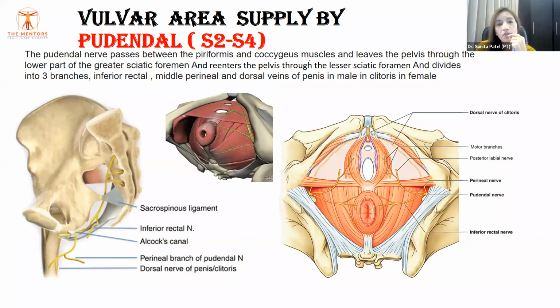After passing between piriformis and coccygeus muscle, it leaves the pelvis through the lower part of the greater sciatic foramen, and it will re-enter the pelvis through the lesser sciatic foramen. After re-entering around this ischial tuberosity, look beneath, this is the ischial tuberosity. So beneath this, it will come and re-enter, and after re-entering, it is going to divide into three branches. Two branches will go upward, and one branch will go towards the inferior. So this is the inferior branch which will supply the external anal sphincter.